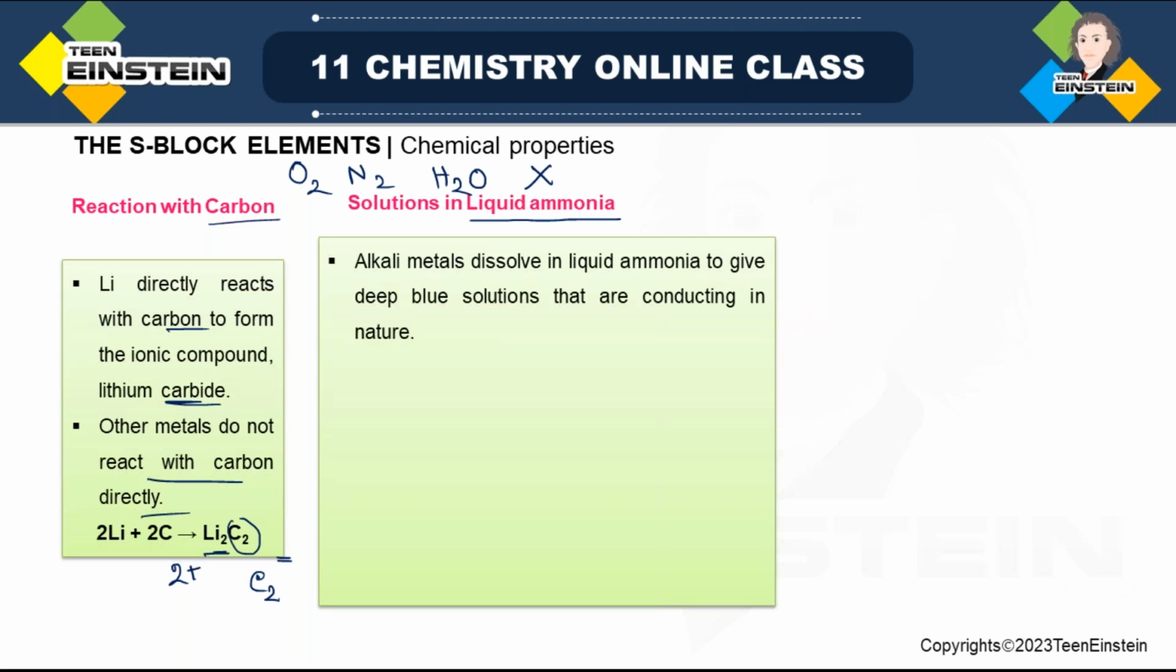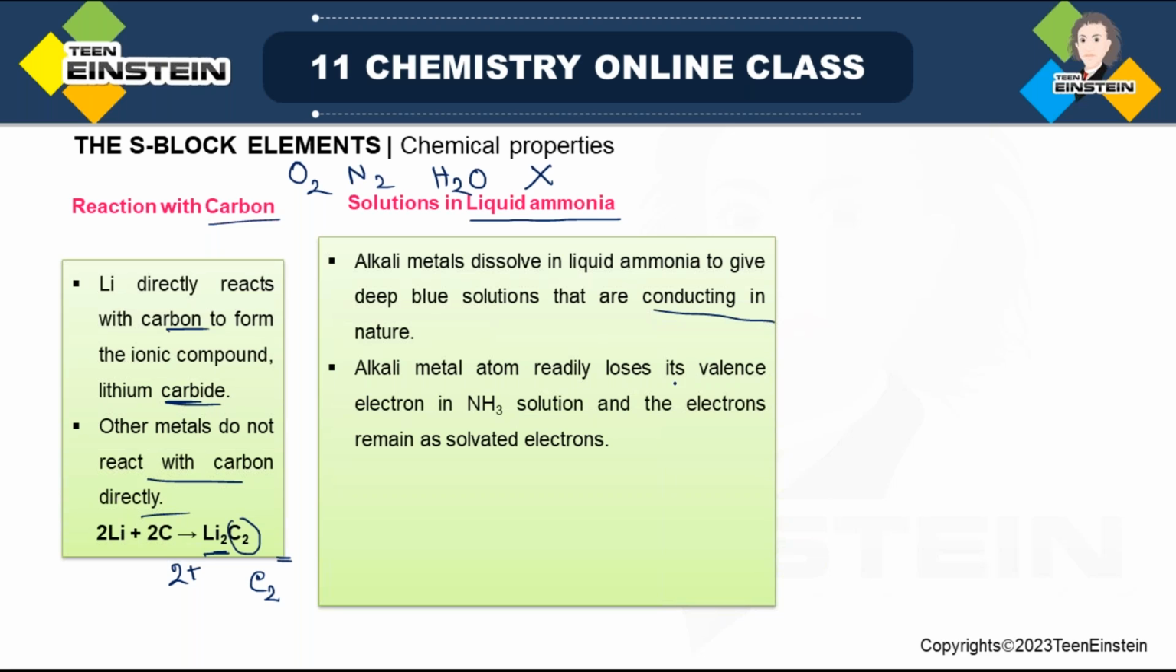So when we take liquid ammonia, not gaseous, liquid ammonia, then alkali metal can be dissolved in it. And after this process, we get a deep blue colored solution. Now it is observed that these deep blue colored solutions are conducting in nature. Now when there is conducting nature, there must be some free electron present. So what is happening here?